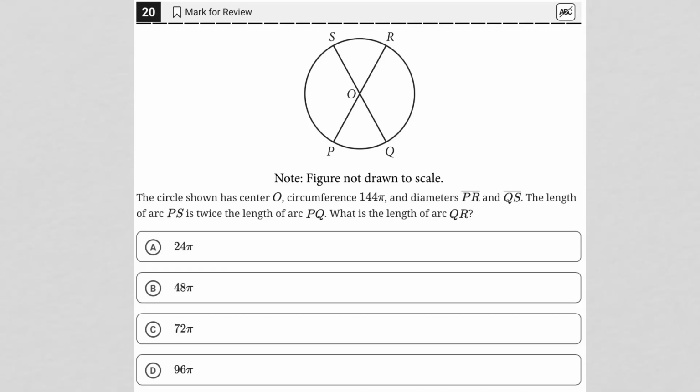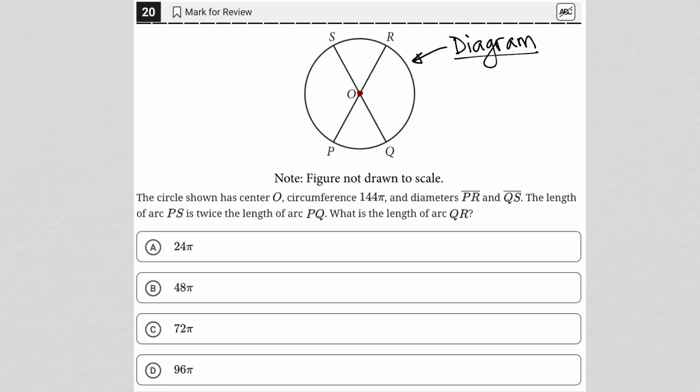So this question is a diagram question. Any question that has some visual input, I'm going to call a diagram question. We obviously see that this is a circle here. Looks like the center is at O, but we really don't know anything else about this diagram.